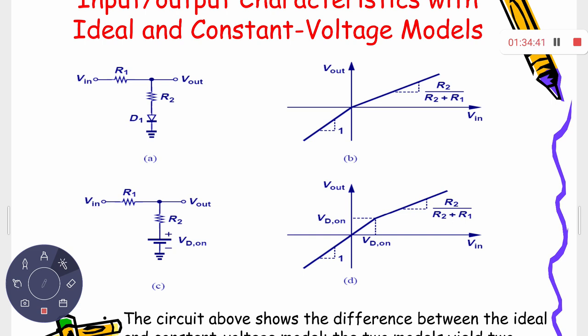So last time we have seen that the slope was extended to some point. So there also this slope will be extended until VD on is reached. Until this point, you have no current, so Vin and Vout are the same. Beyond this point, this slope will be different. No, not for resistance. So same slope. Here we have the same slope. We also have the same slope.